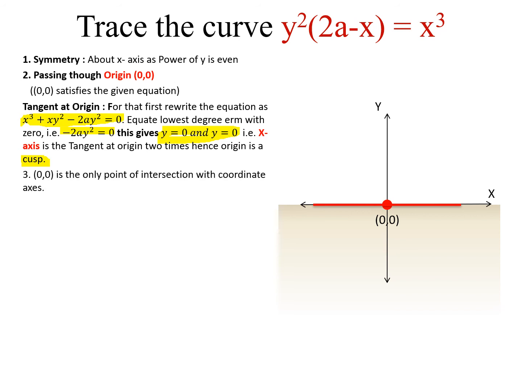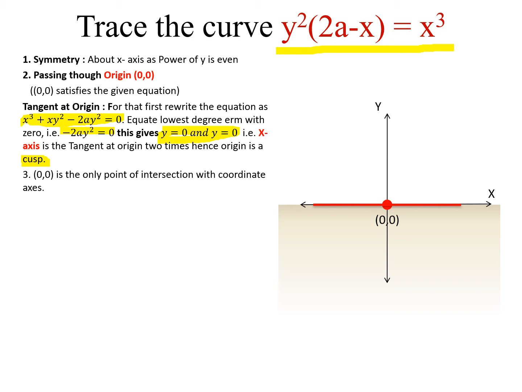Okay, now come to the next rule, that is intersection with coordinate axis. So here 0 0 is the only point of intersection for the x-axis and y-axis, because if we put x equal to 0, then we will get y equal to 0 in this equation, and if we put y equal to 0, then we will get x equal to 0. So no need to discuss this point again, because we already discussed it in rule number 2.